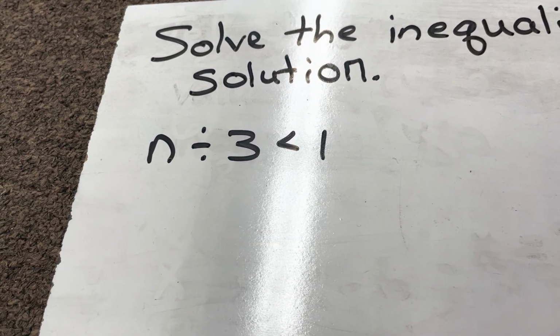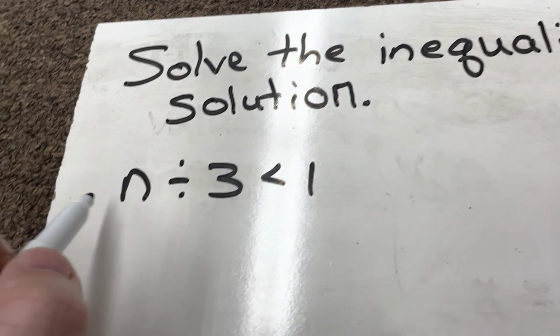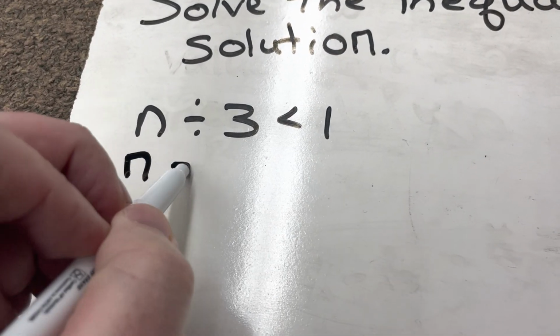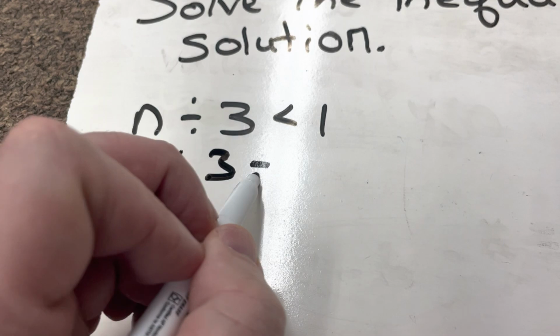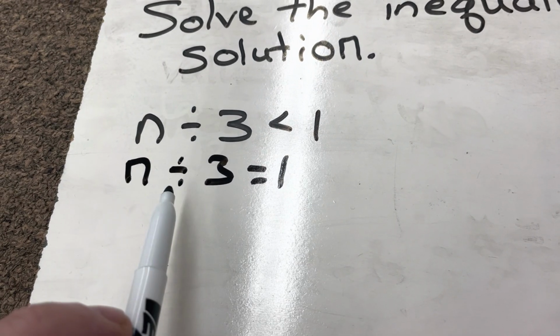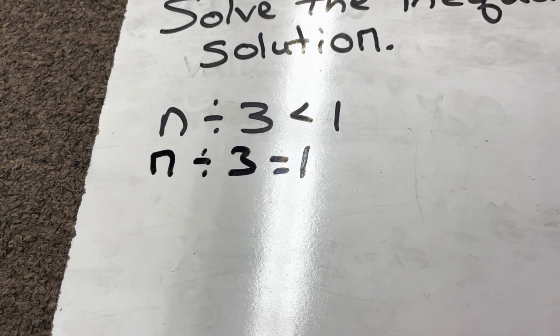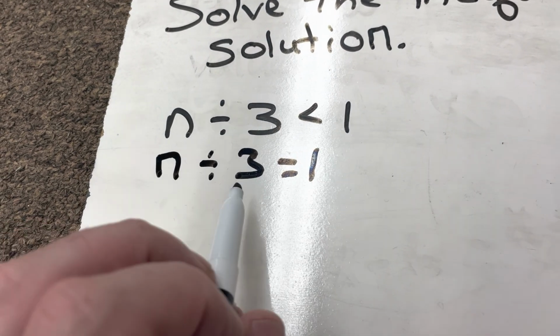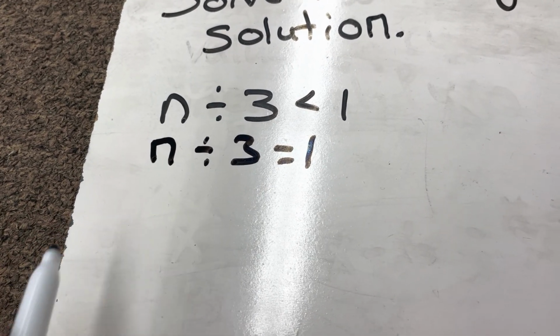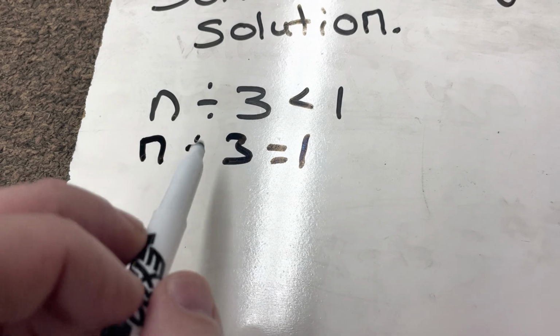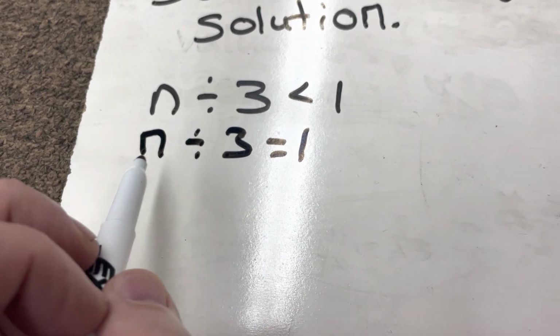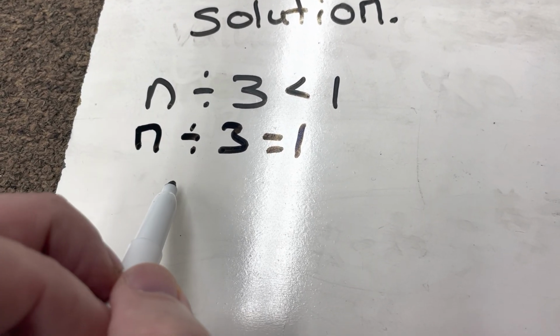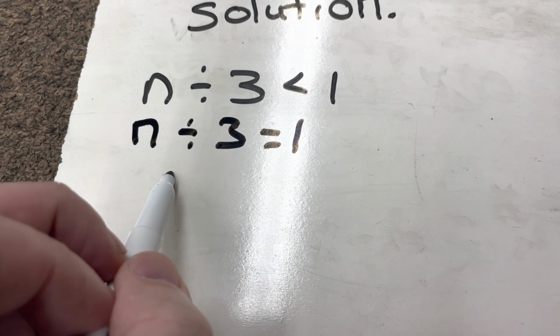But this is n divided by 3 is less than 1. So remember what we did. We first want to think of it as an equation. I don't really like that as a division sign, but that's what they're doing. N divided by 3 equals 1. I know that I have to multiply everything by 3 because this is a division and the variable comes first. So I'm going to multiply everything by 3.